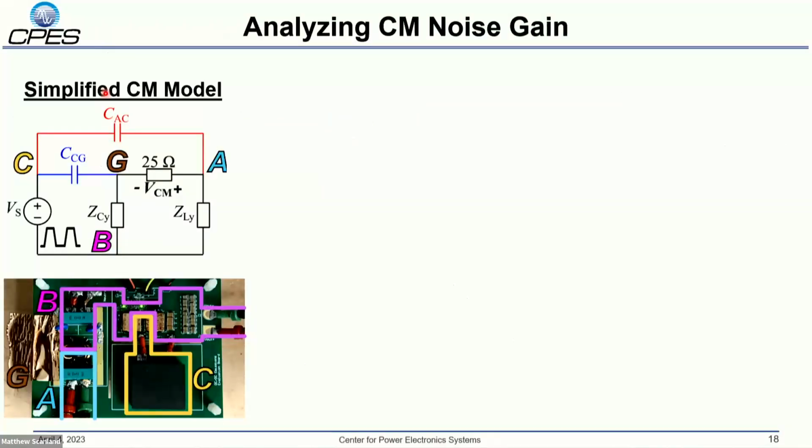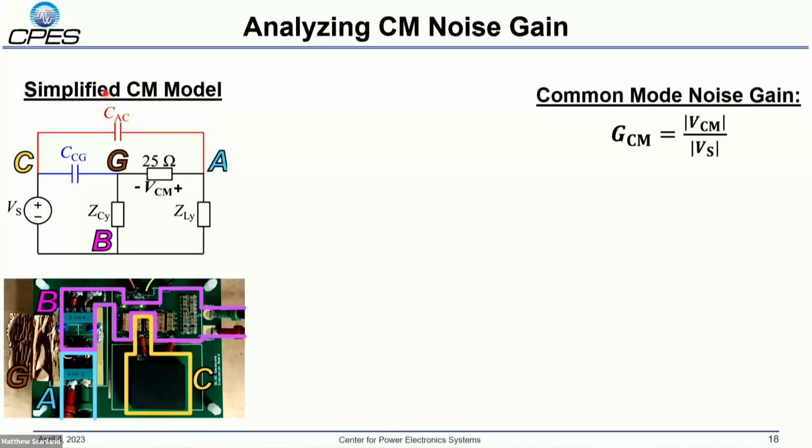Now that we've verified the accuracy of this model, we will try to analyze it to get a better understanding of how to effectively reduce the common mode noise. It may seem obvious to just try to minimize the noise source. However, because this is the switching voltage of your converter, you can't reduce this very much without affecting your converter's operation or efficiency. So the more effective way to reduce noise is to minimize this noise gain that we discussed.